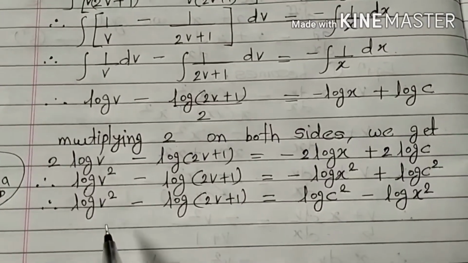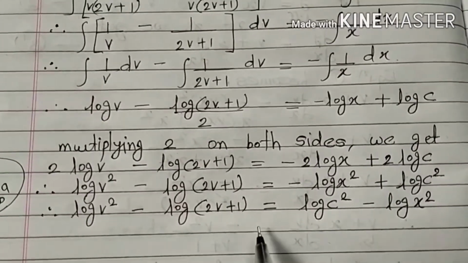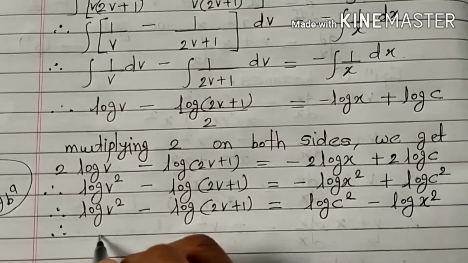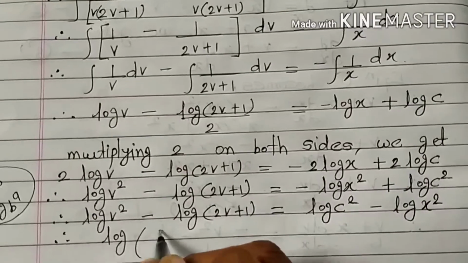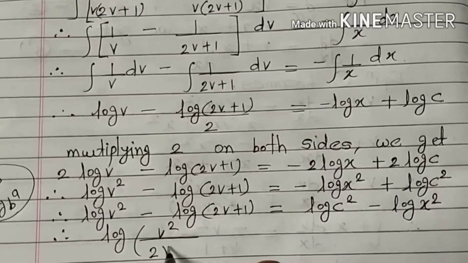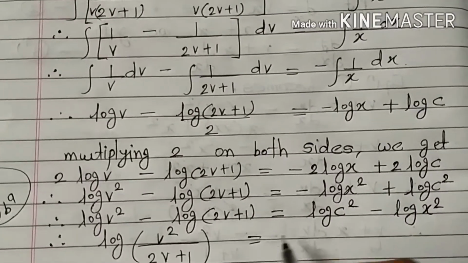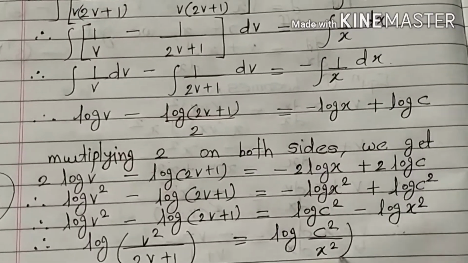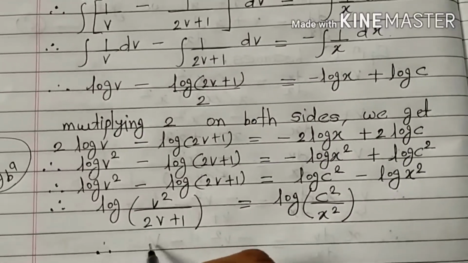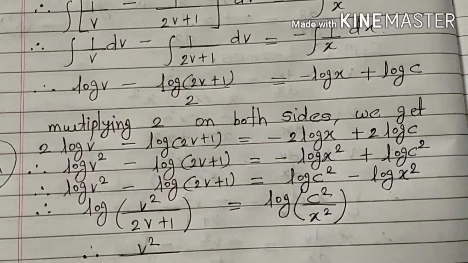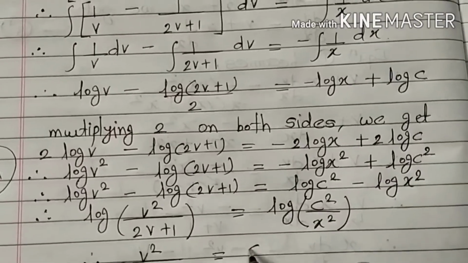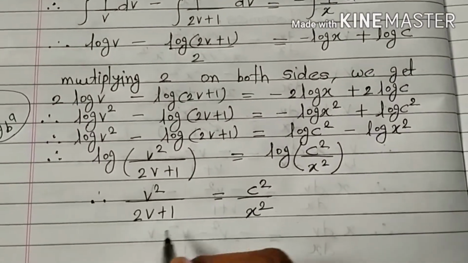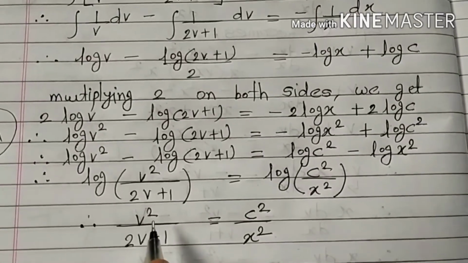Now we know that log m minus log n is equal to log m upon n. So using this formula, log v square upon 2v plus 1, which is equal to log c square upon x square. So next step is v square upon 2v plus 1, which is equal to c square upon x square. Now from equation 2, the value of v is y upon x.